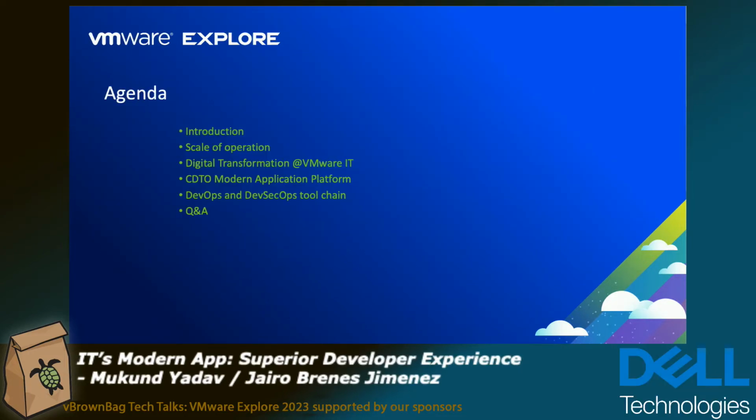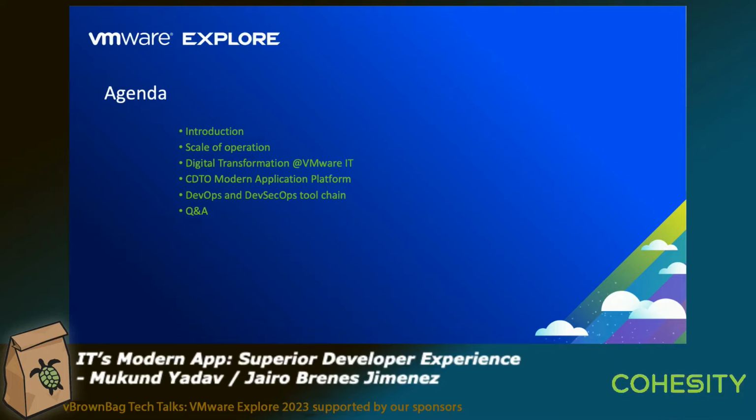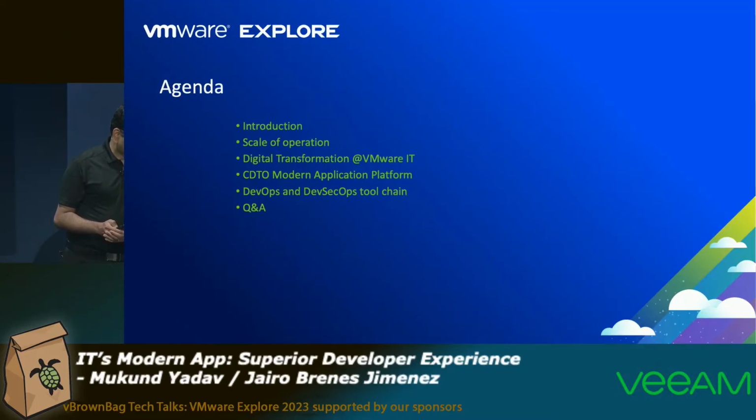So this is the quick agenda. It's a simple agenda. We will introduce ourselves. We will see the scale of operations that we operate at VMware. We'll look at the digital transformation at VMware IT. We'll also look at the modern application platform, and last but not least, we'll look at the CI/CD pipeline and DevSecOps. And then we'll open it for Q&A.